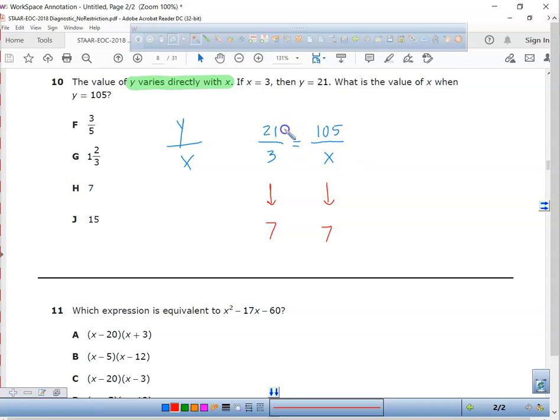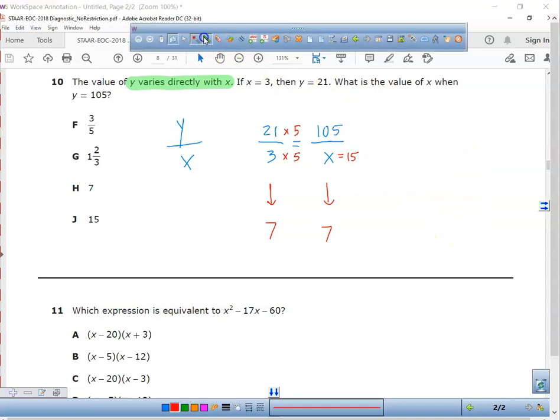Another way of thinking of it is this way. Does anybody know 21 times a certain number equals 105? 21 times 5 equals that. So we could also say 3 times 5. So what would x have to equal? 15. So that's one way of thinking about it. And it's not an incorrect way. It's just one way of thinking about it.